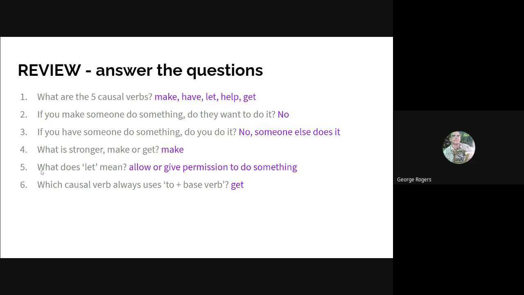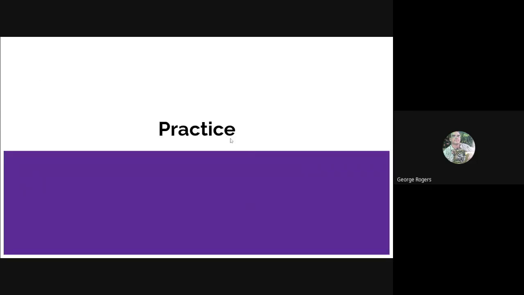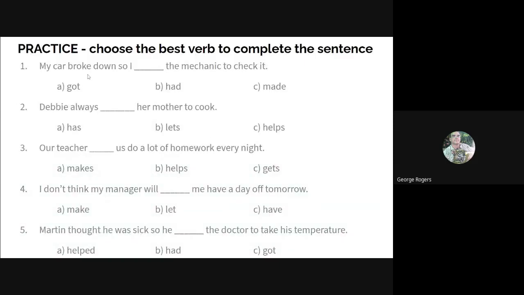Number 5, what does let mean? Again, allow is the way I think about that, the closest meaning. To let means allow or give permission to do something. And which causal verb always uses to? We're at the get for that one. Get has to have a to. So now let's look at some practice.